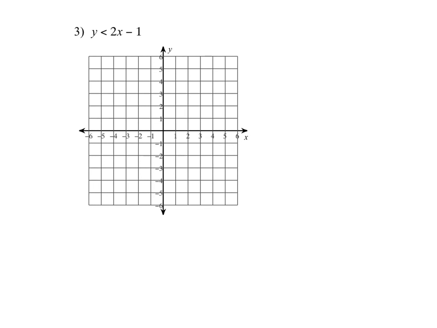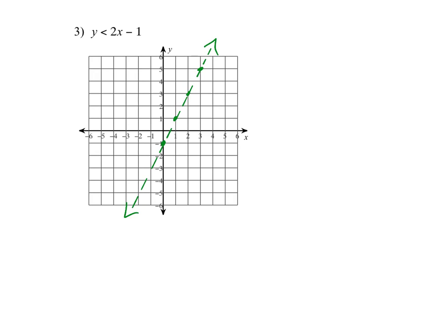Next one, again, I'm going to start at negative 1, and this time I'm going up 2 and 1 to the right. Up 2, 1 to the right. Trace the line. In this case, I don't have the equal sign, so anything that is on the line is not part of my solution. I'm going to trace a dotted line instead of a complete line.